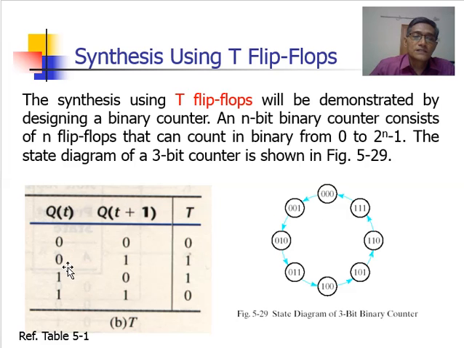If present state is 0 and the next state is 1, the T input is 1. If present state is 1 and next state is 0, T input is 1. If both present state and next state are 1, 1, the T input is 0. So for designing or synthesis using T flip-flop, the excitation table is very important. This excitation table is derived from the basic characteristic function of the T flip-flop.